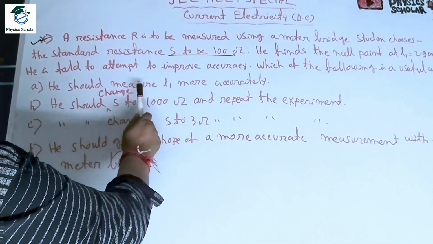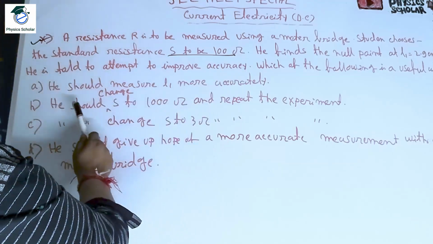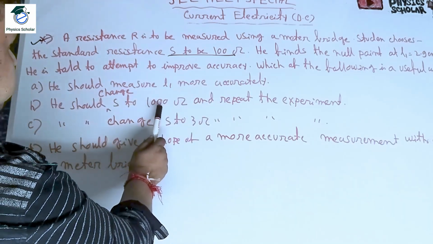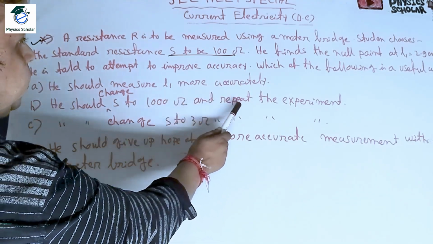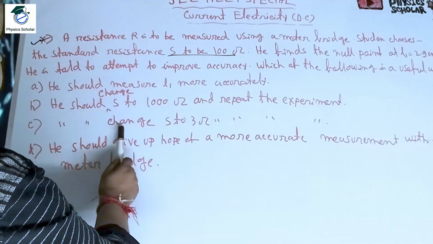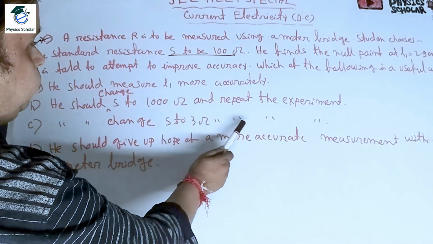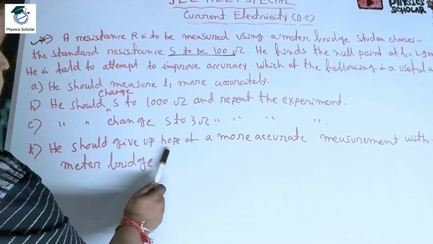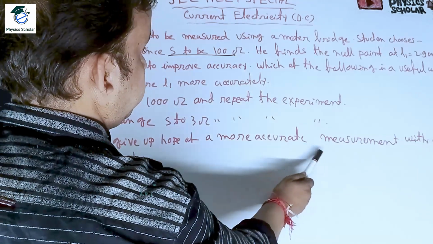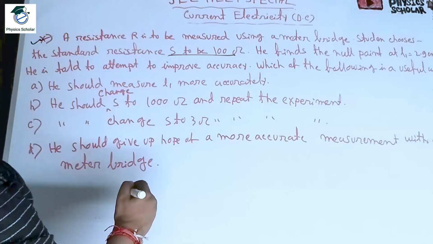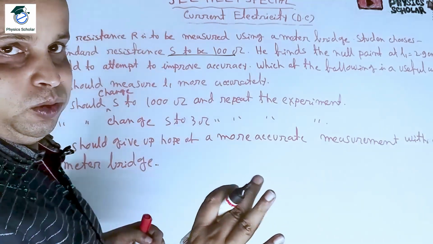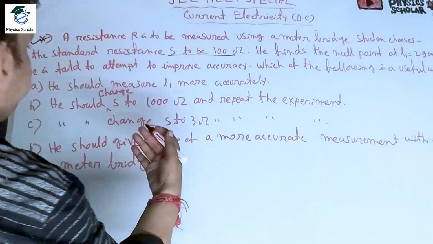He should measure L1 more accurately. He should change S to 1000 ohm and repeat the experiment. He should change S to 3 ohms and repeat the experiment. He should give up hope of a more accurate measurement with a meter bridge. That means he cannot get a more accurate measurement with a meter bridge, so he should give up.